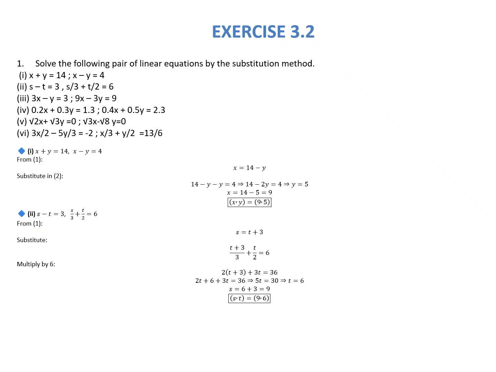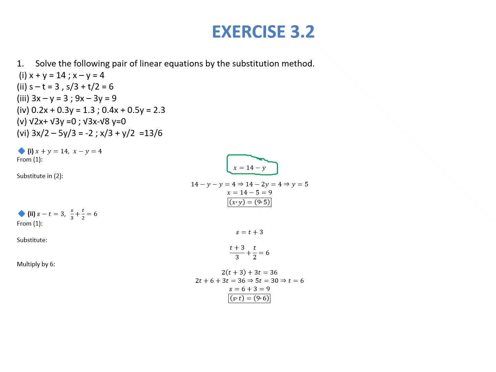What we have to do is get one variable on the LHS and the rest of the information on the other side. So in this, we have kept x on the LHS and taken everything to the RHS. In this case, x is equal to 14 minus y. Now we have to substitute this value into the second equation.